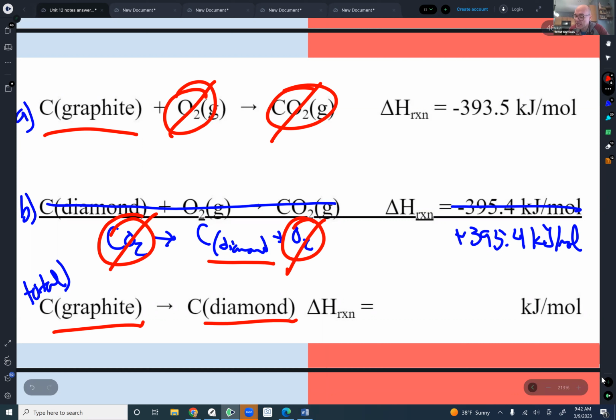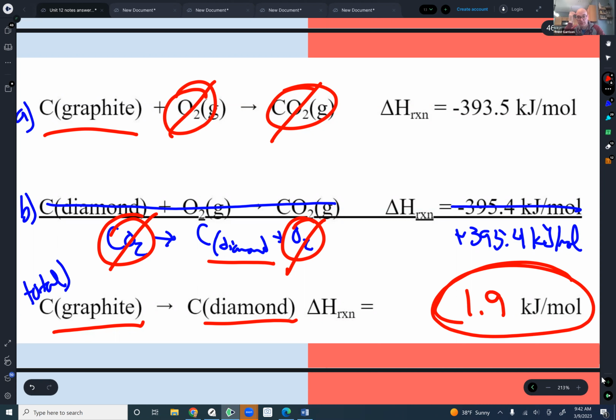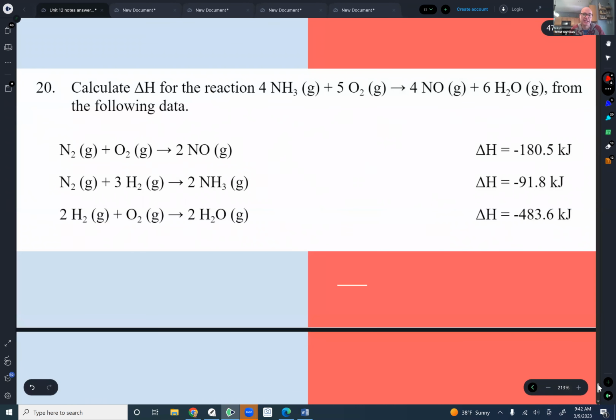So now I take negative 393.5 plus 395.4. And what I end up with, my total heat is 1.9 kilojoules. Let's do one more example. This one is more complicated.